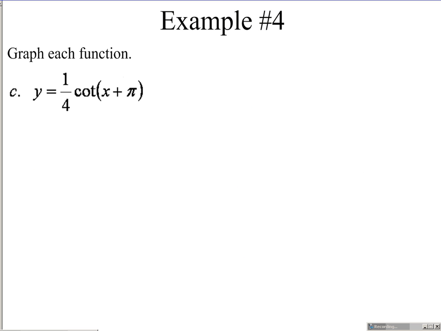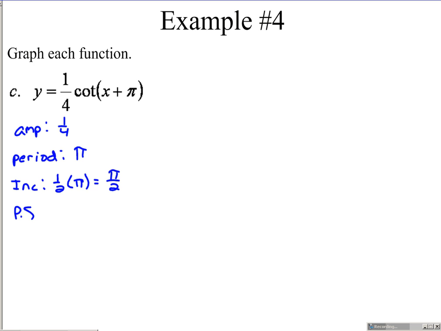Last one, C. Y equals 1/4 cotangent of x plus pi. Amplitude, 1/4. Period, pi over 1, which is pi. Increment, 1/2 of the period. Phase shift, we're going to set x plus pi equal to 0 and solve. So our starting point's at negative pi. Center line is still y equals 0.